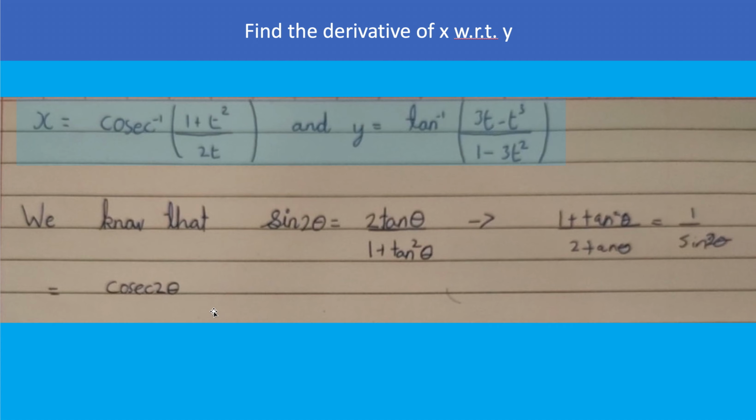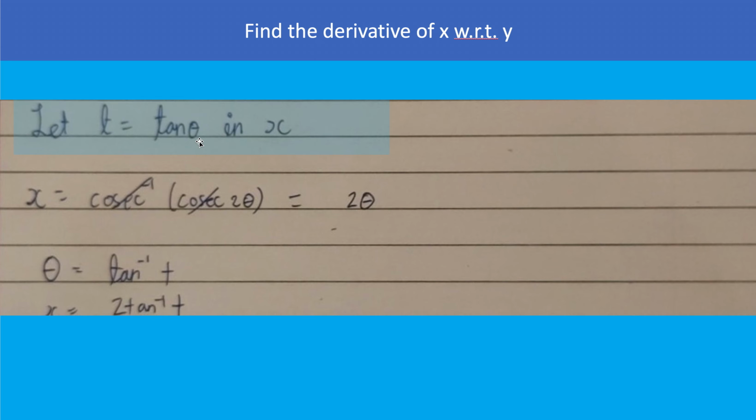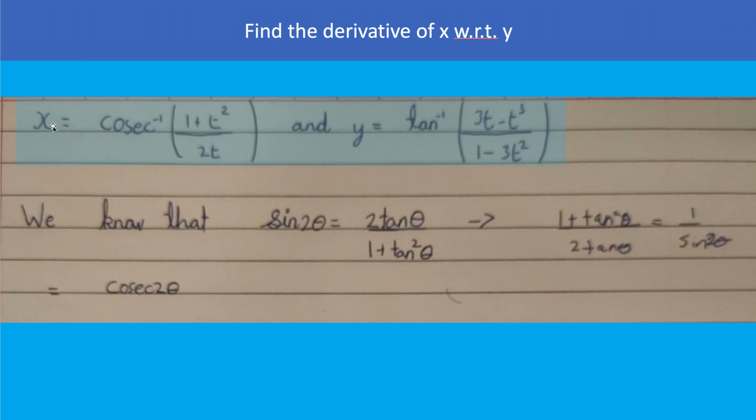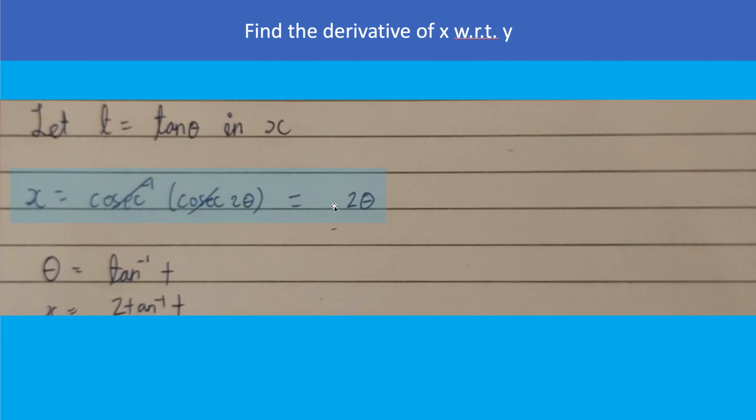So using this formula, what we simply did is we got cosec 2θ. Now all we need to do is say that t equals tan. So we will say let t equals tan θ in x, and what this will immediately do is convert our equation, the stuff within the brackets, by the (1 plus t²) upon 2t, into cosec 2θ.